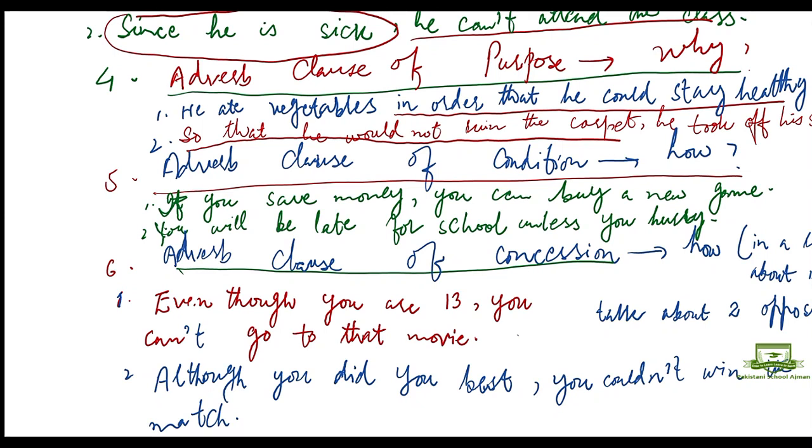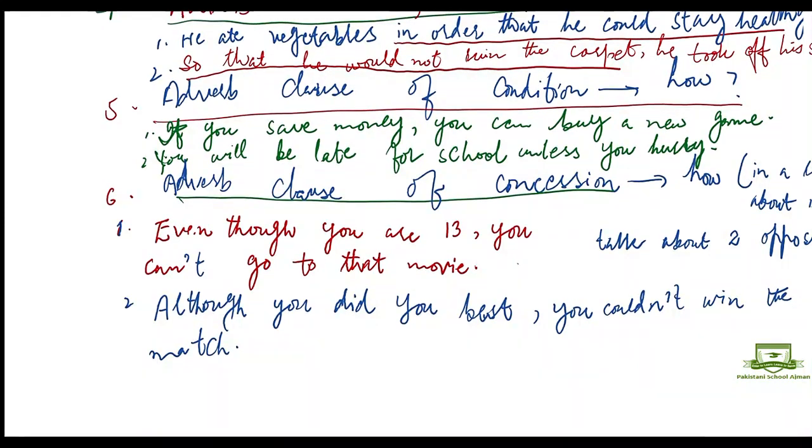Our next type is the adverb clause of condition, and it answers the question how. Conditional clauses are very easy to identify because usually they start with if or unless. "If you save money, you can buy a new game." What would be the result? You can buy a new game. What is the condition? How can you buy a new game? If you save some money. This is the result, and that is the condition.